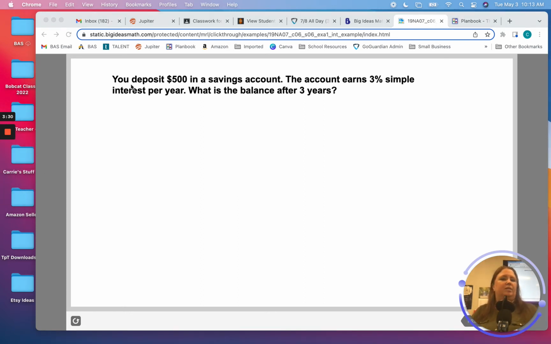So you deposit $500 in a savings account. So are we going to be making money or borrowing money? Depositing. You deposited, so are you making money or are you borrowing money? Depositing. What does depositing mean? You're putting your money into a bank account, so I'm going to make money on this. I'm not borrowing money. I'm making it.